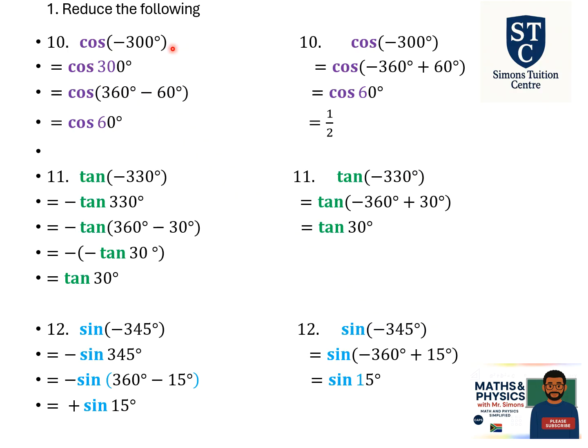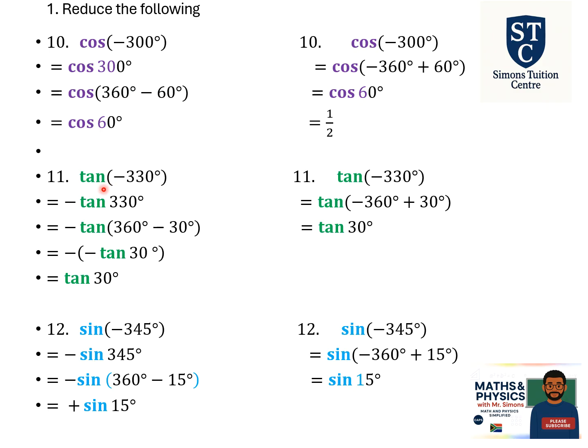Cos minus 300 degrees, negative angle, fourth quadrant. In the fourth quadrant, cos is positive, so that becomes cos 300 degrees. So 300 I can write as cos of 360 minus 60 degrees, which then in the fourth quadrant becomes cos 60. Or I can say cos of minus 360 plus 60. So I have my acute angle, and if I subtract 360, I end up back in the first quadrant, so cos stays positive. Cos 60, and we should know cos 60 is a special angle equal to half.